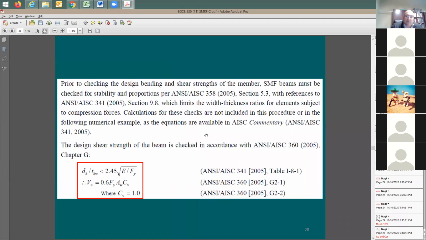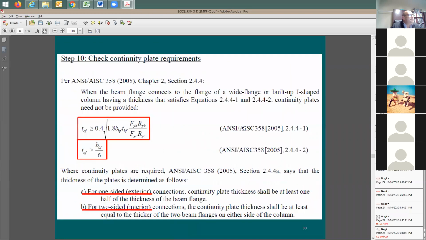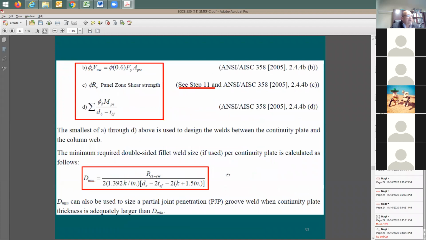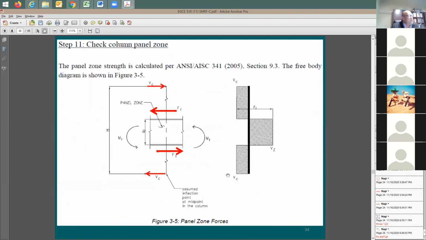So again, what phi factor should you use in here? It's going to be 1.0. And we'll see more. Now, after this, we're going to be doing something that we call here continuity plate. What's a continuity plate? Anyone recalls? Here's a continuity plate, this plate. We have it on the top, we have it also at the bottom. I just want to check here for quick.